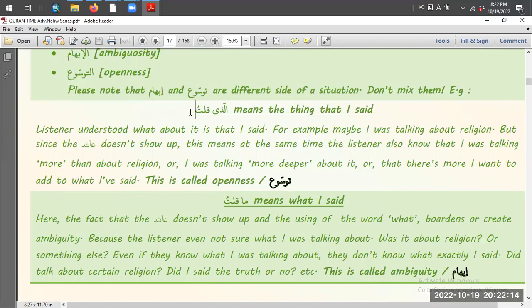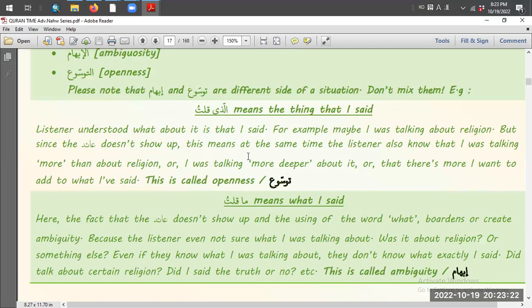So in this case, the listener understood what it is about, they know what I am talking about. For example, maybe I was talking about religion. But since the a'id doesn't show up, so this is no a'id. We expect the a'id, but it doesn't show up. This means I am talking about religion, and at the same time the listener also knows that I was talking about more than religion. Like I am talking about another thing as well, or I was talking more deeply about it.